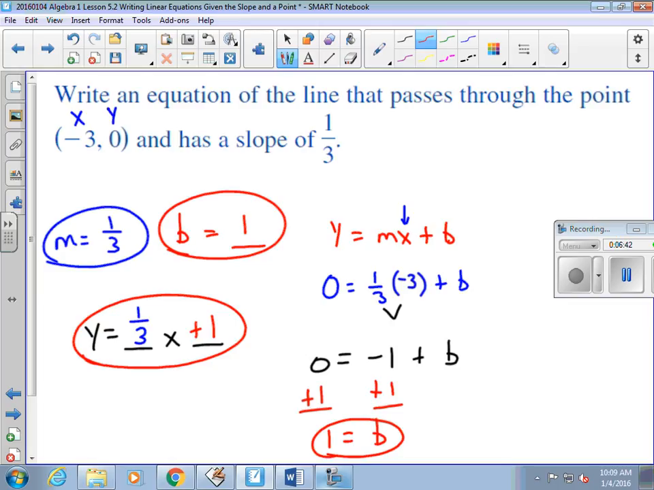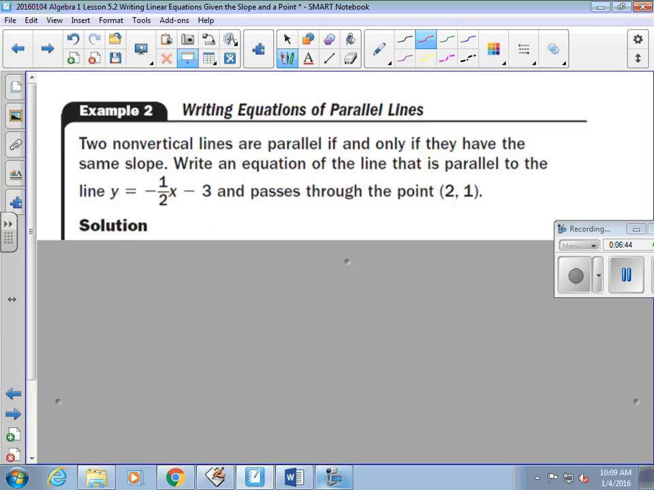Example number 2 deals with parallel lines. It says two non-vertical lines are parallel if and only if they have the same slope. Write an equation of the line that is parallel to the line y equals -1/2 x minus 3, and it passes through the point 2, 1. Remember, when lines are parallel, they have the same slope. It even reminds you of that in the problem.